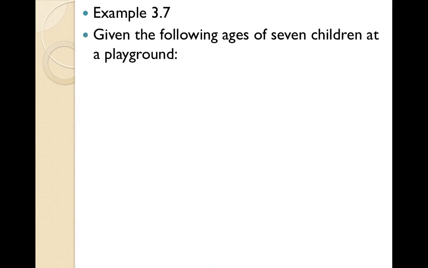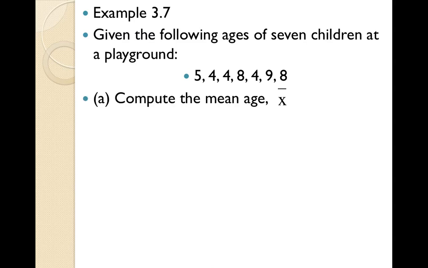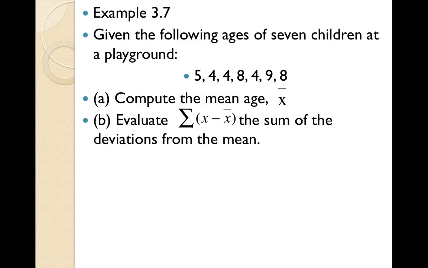Example 3.7. Given the following ages of 7 children at a playground, and we have 5, 4, 4, 8, 4, 9, and 8, 7 data values, compute the mean age x bar. Just because we know that x bar represents the mean of a sample, these 7 children must be from a sample.